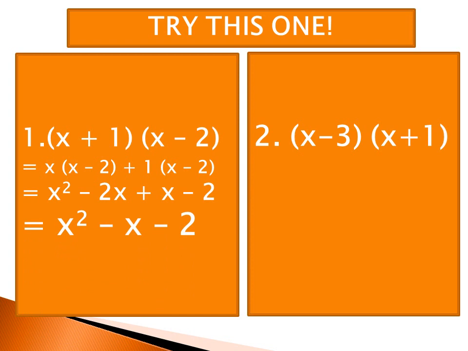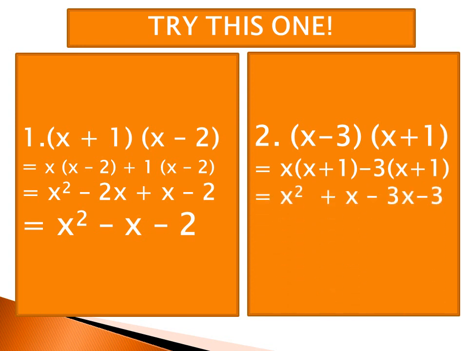Let's solve number 2. From that, we are going to separate x times the quantity of x plus 1 plus negative 3 times x plus 1. So we have x squared, x times 1, that is x. Negative 3 times x, we have negative 3x. And negative 3 times 1, we have negative 3. So we have the solution of x squared minus 2x minus 3 as a final answer.